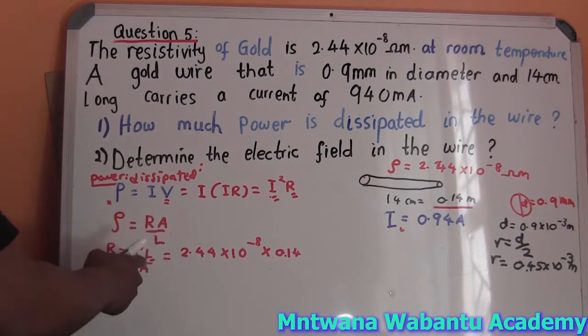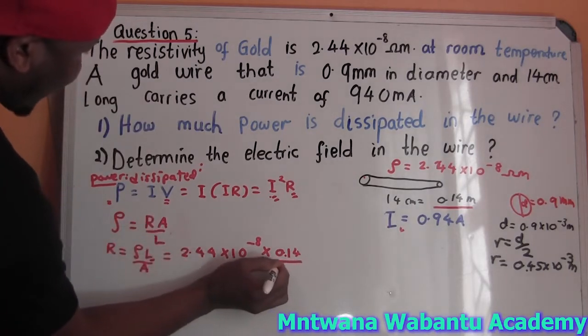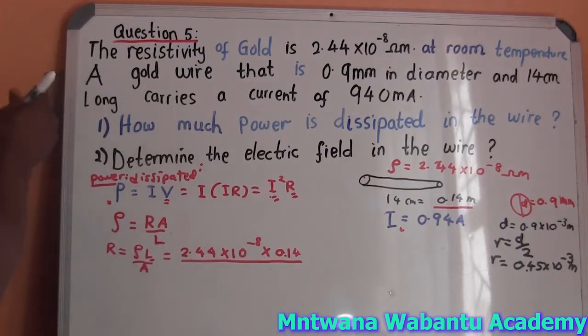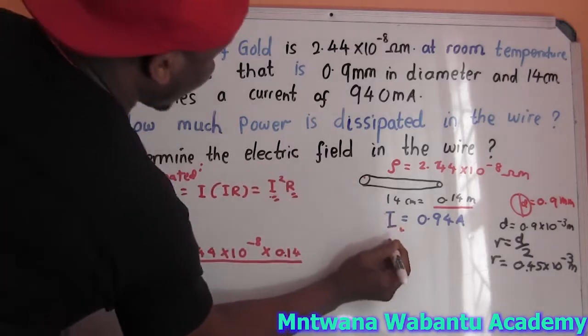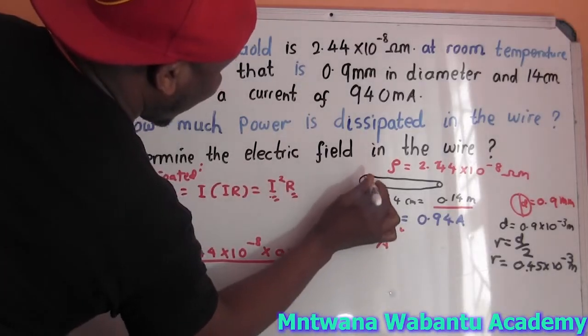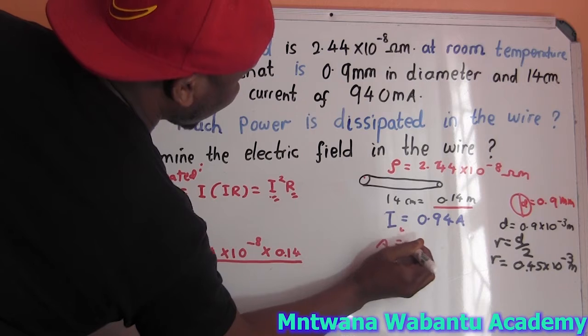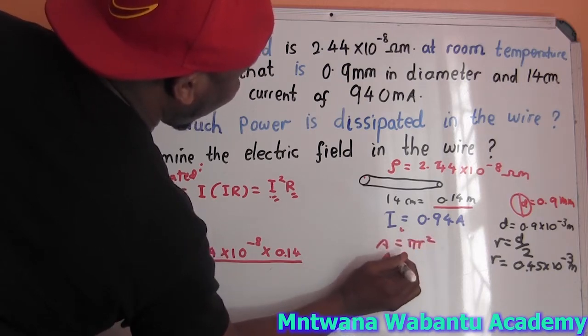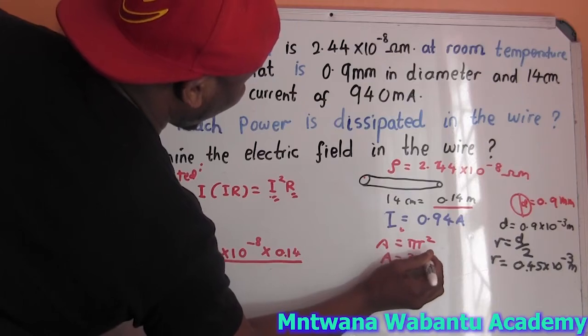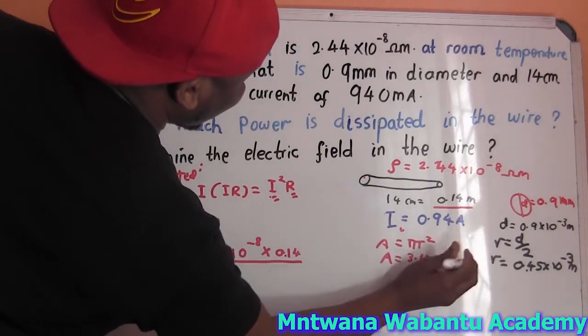Now, do you have a cross-section area? No, we don't have it. But how do you get cross-section area? Cross-section area is easy, because the cross-section area means this area here, which is a circle, equal to pi r squared. So our cross-section area is equal to pi, 3.14, times radius squared. What is the radius?